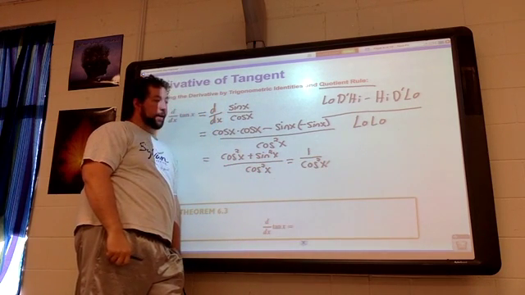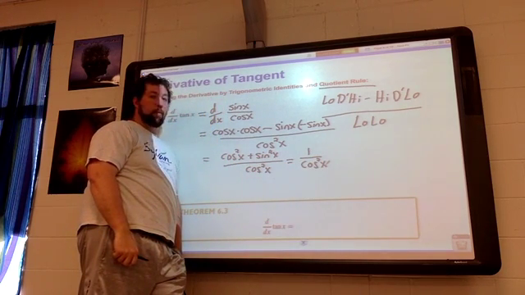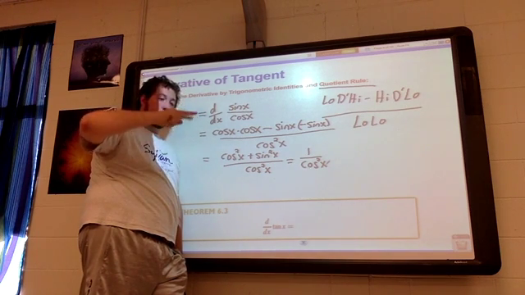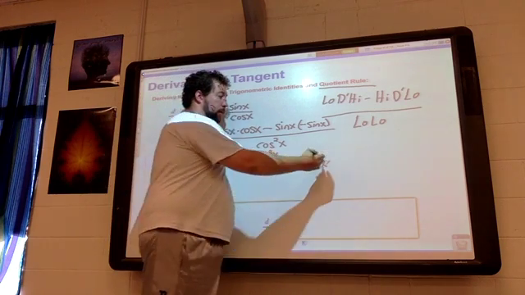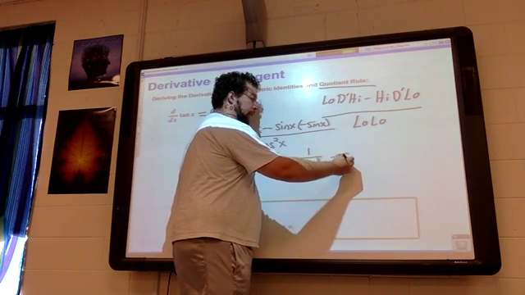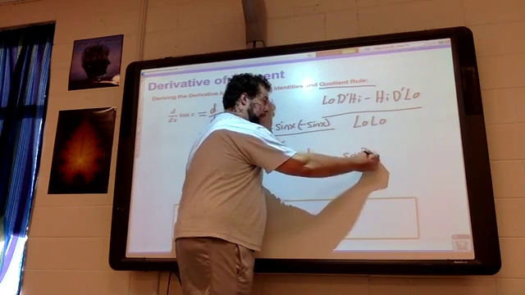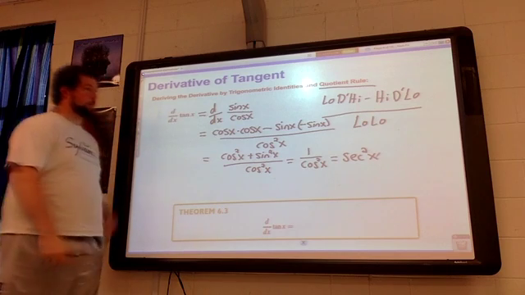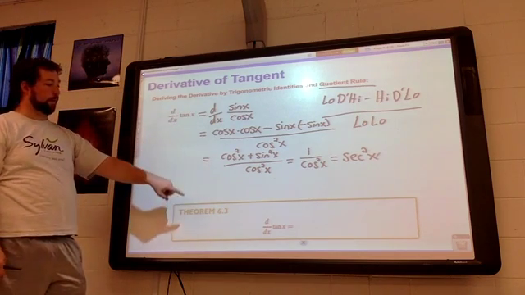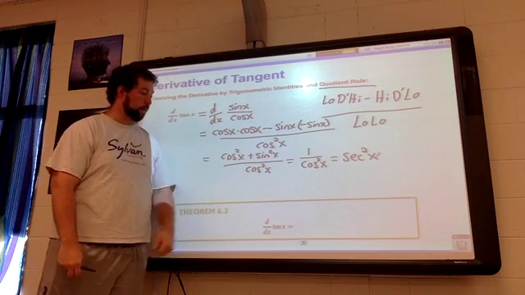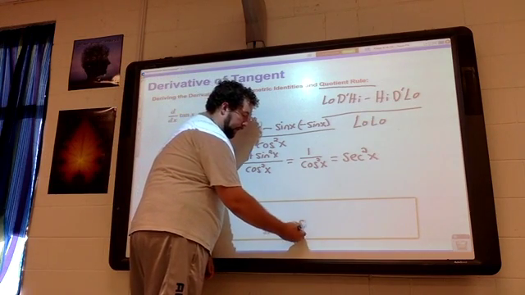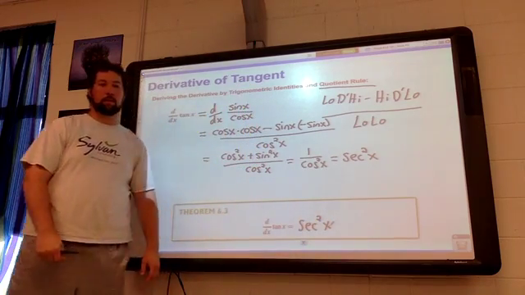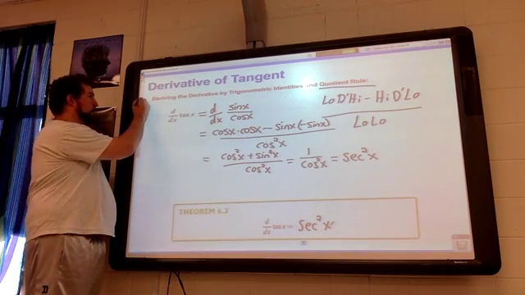And then one other trig identity you got to remember here is that if you have 1 over cosine, that's the same thing as secant, because cosine and secant are just reciprocals of each other. So 1 over cosine squared is the same thing as secant squared. And so that has proved for us, or we figured out, that the derivative of tangent down here at the bottom, something we need to memorize, is equal to secant squared. So that is the derivative of tangent.